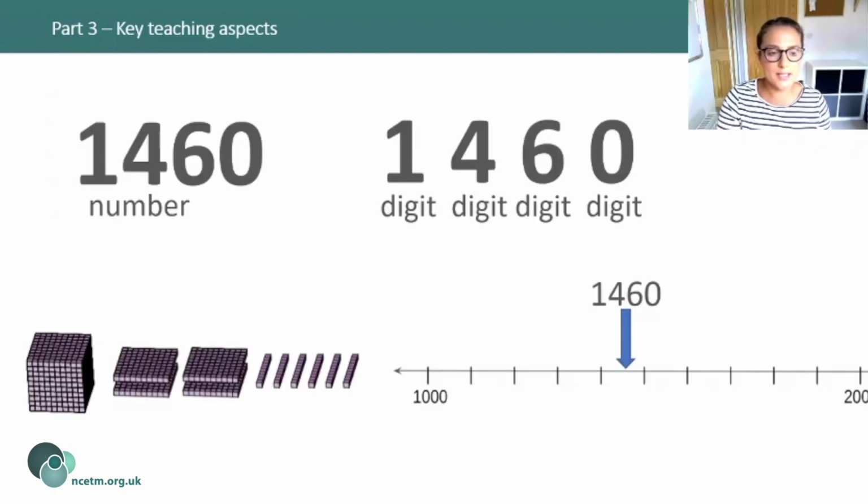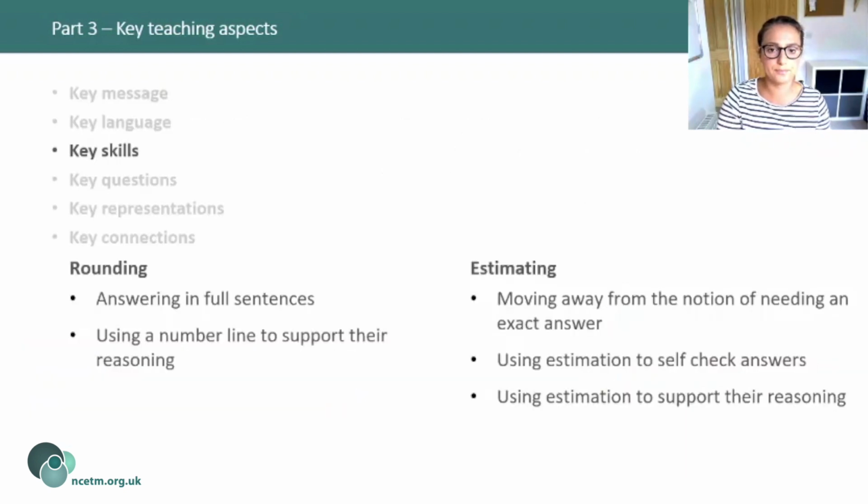So yeah, this is just an exemplification of the number 1460, and then each of those, the 1, 4, 6 and 0, each as digits. And then those are some representations. We've talked about the quantity and the position of 1460 in those representations. So yeah, kind of talked about this a bit already.